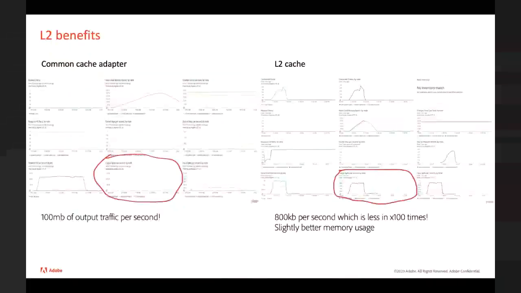So yes, this is how traffic goes. With a common cache adapter, we transfer up to 100 megabytes per second, and with level 2 cache only 800 kilobytes. So yeah, it also leads to slightly better memory usage.